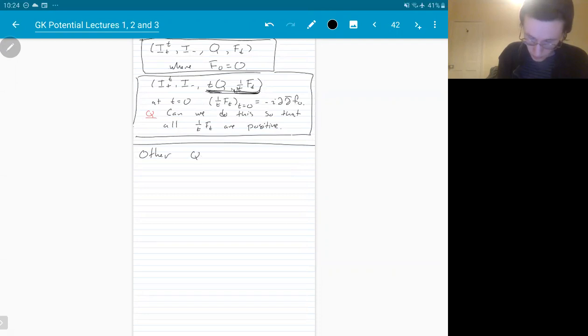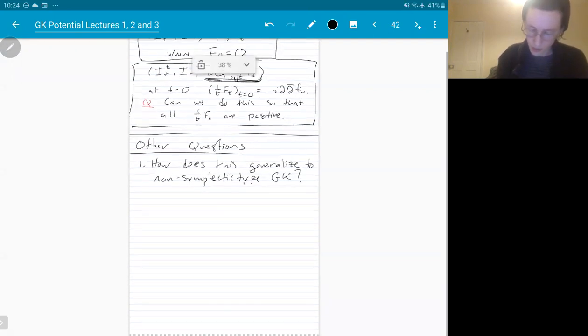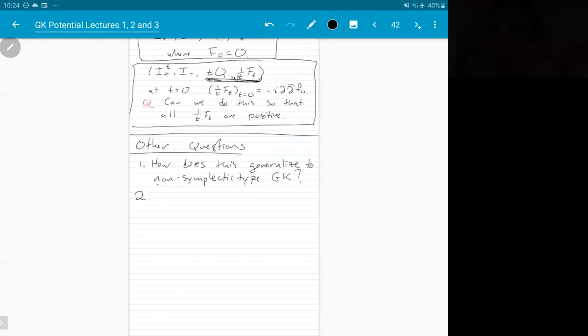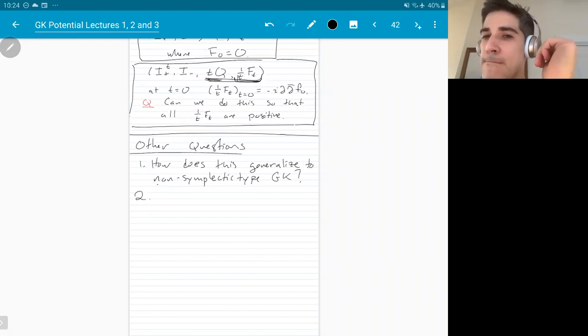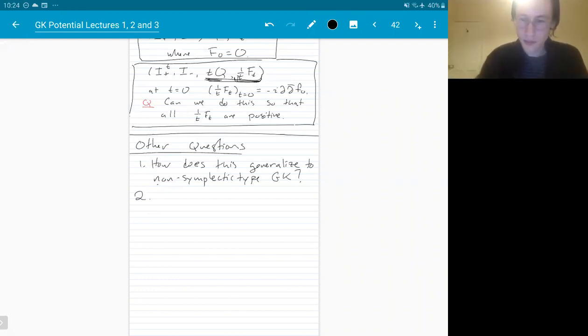Here's another question. One question is just, how does this work, or how does this generalize to non-symplectic type generalized Kähler? That's a natural question. I believe Marcos has a student working on this, which should be an interesting project. It's Yusang. Yusang is working on it. Right, yeah. So Yusang Jiang.